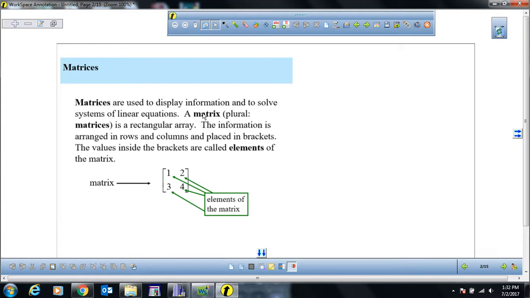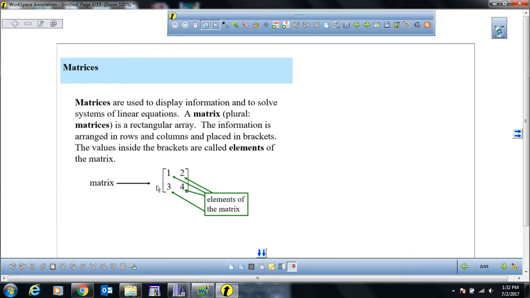A matrix, or matrices in plural, is a rectangular array where the information is arranged in rows and columns and placed in brackets. The values inside of the brackets are called elements of the matrix. For example, if I have this matrix right here, it is enclosed by brackets and contains only numbers. The number 1 is the value in the first row, first column. The number 2 is located in the first row but second column.